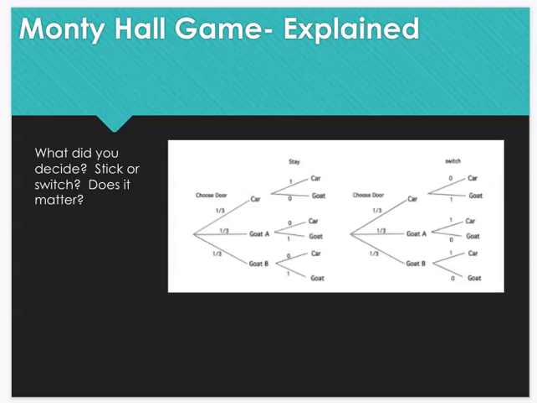All right, part 2 of simulations and probability. Let's finish up the Monty Hall game. So, what did you decide? Did you decide to stick or switch?